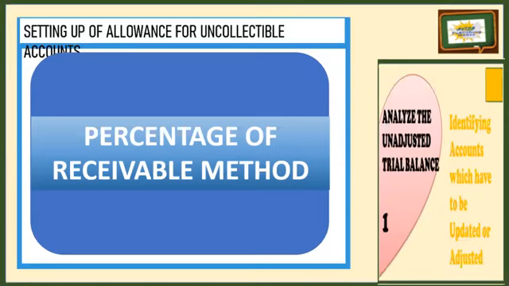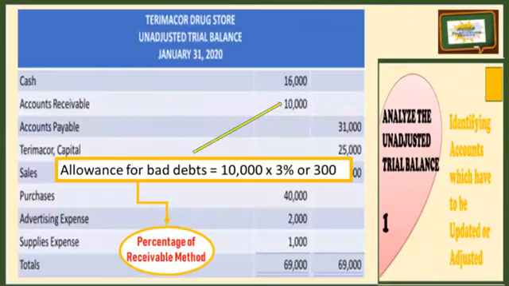The percentage of receivable method focuses on the balance sheet and the relationship of the allowance for uncollectible accounts to accounts receivable. So in the percentage of receivable method, you are basing the relationship on the uncollectible accounts with the accounts receivable. So one way of computing for the estimated value of bad debts under the allowance method is to calculate the bad debts as percentage of accounts receivable balance.